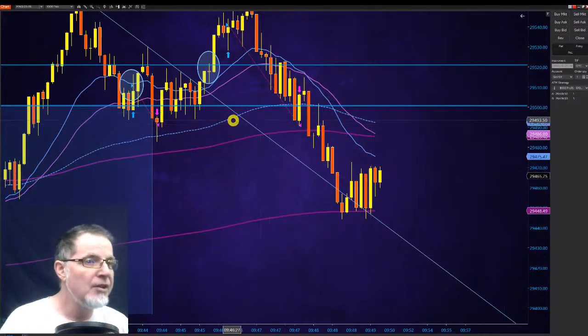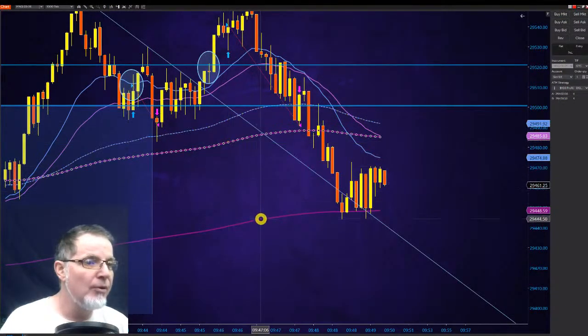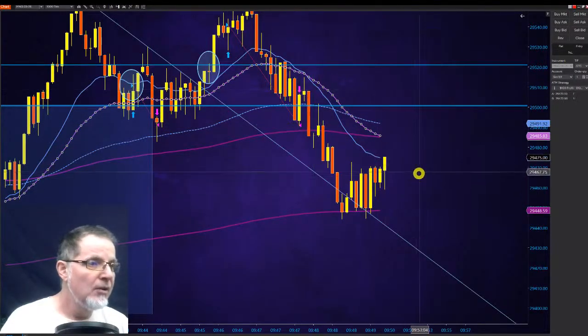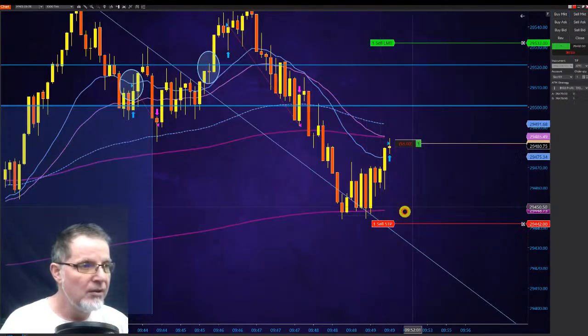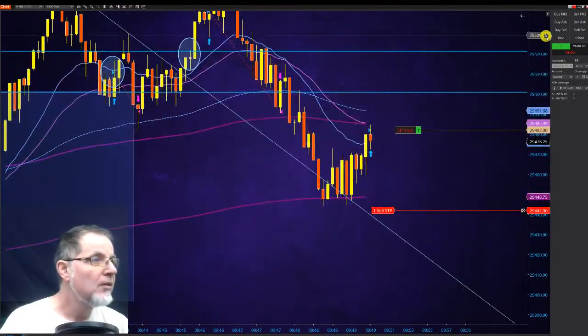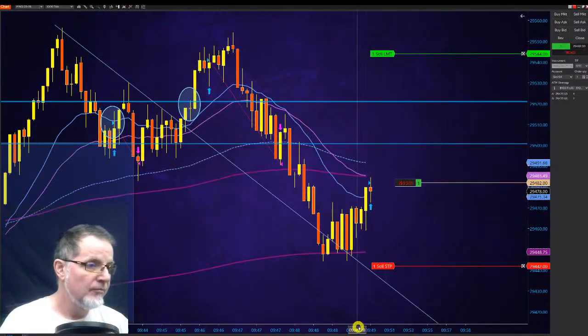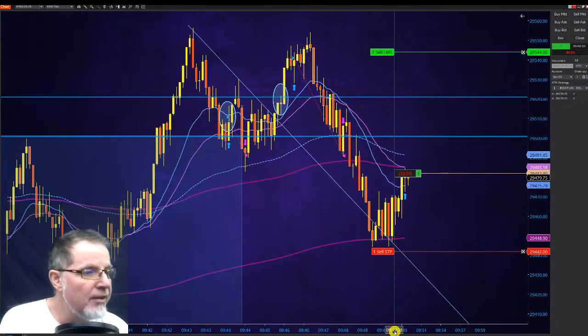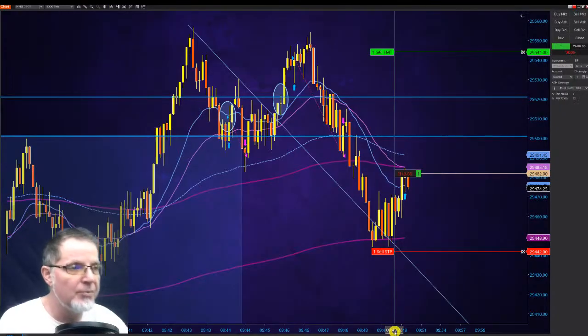Right here, you see these three moving averages are in the proper order. You've got the faster ones dipping down, and then if this closes, okay, let's try this. I don't know if it's going to work. I think it's a good idea. If it can't hold right here, then it's probably going to keep chopping.